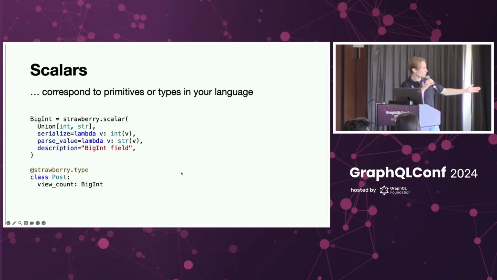And whenever you use it in Python, it will be recognized as a union of integer or string, so you know how to handle it in your code base, and you can always be sure that it's mapped to the correct type in your GraphQL schema.